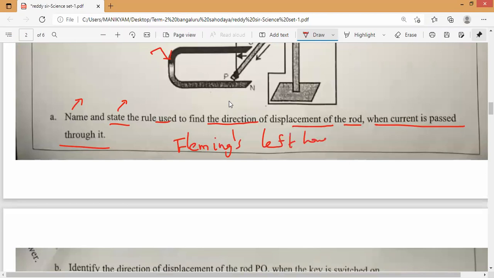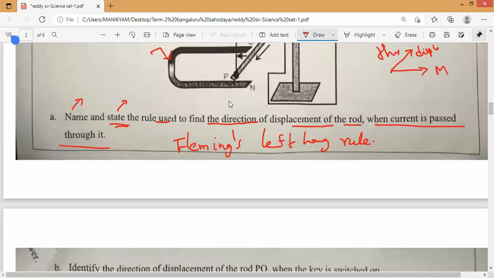Left hand rule. So Fleming's left hand rule is the one which we'll use to find the displacement of the rod. Now state the rule also. If we stretch the left hand, we'll have three fingers. The index finger is the magnetic field. Next, the thumb is indicating the displacement or force.